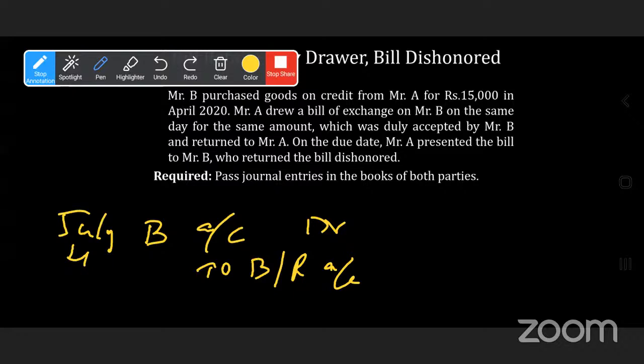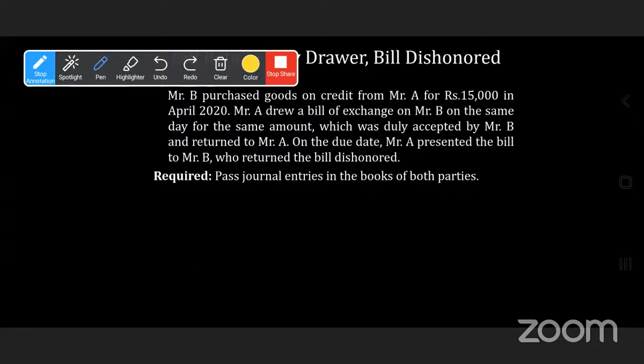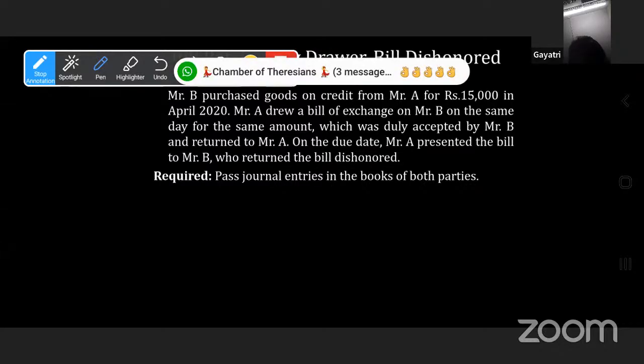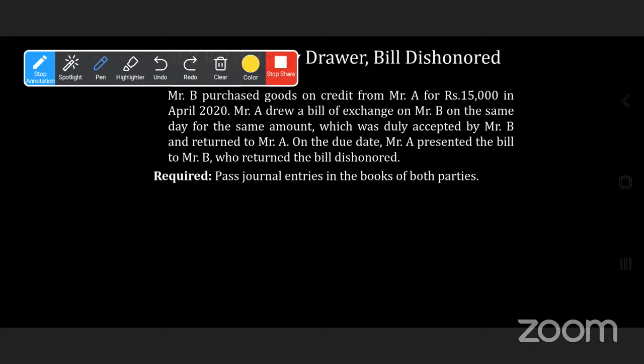Now coming to the books of B. What entries do you have to pass in the books of B? B purchased goods on credit from A, so Purchases account debit to A's account, 15,000. You have to write the narration as goods purchased on credit. Very good. Being goods purchased on credit.